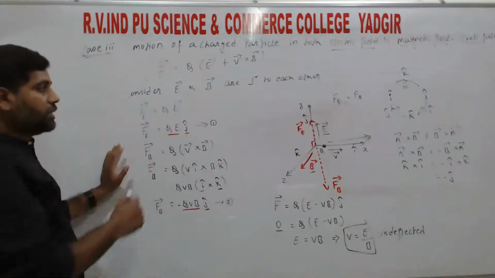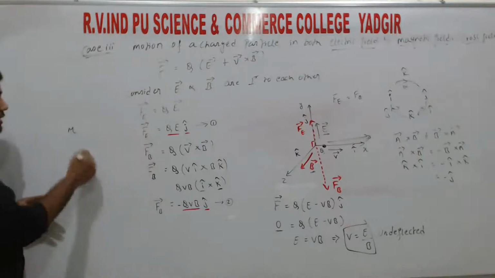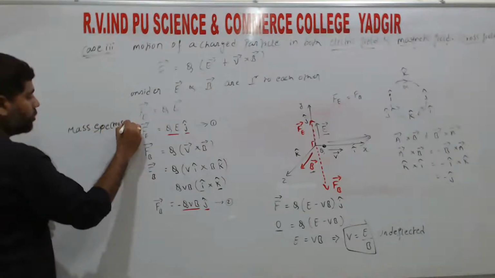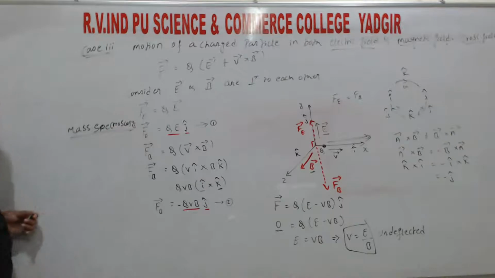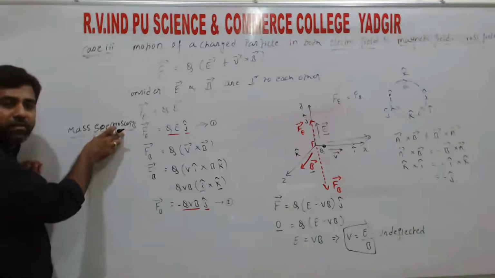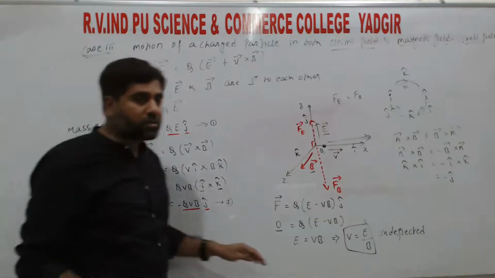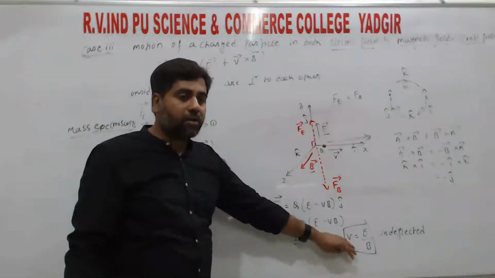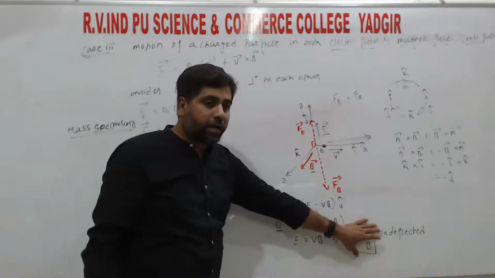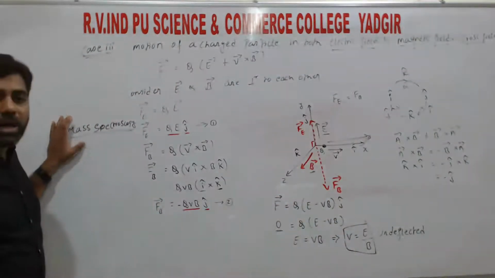Right? So this will help in mass spectroscopy. The application of this case is mass spectroscopy. Mass spectroscopy is a device, and this device is used to separate charged particles moving with some velocities, especially to separate ions. So a device that separates charged particles moving undeflected with a velocity is what we call mass spectroscopy.